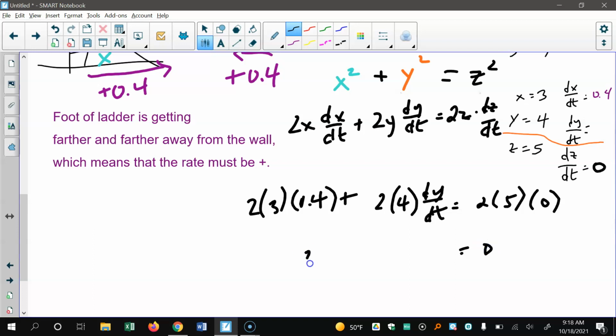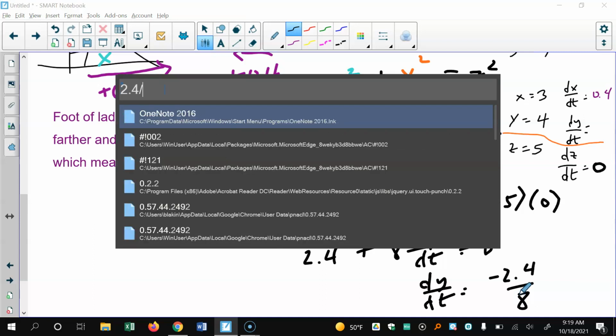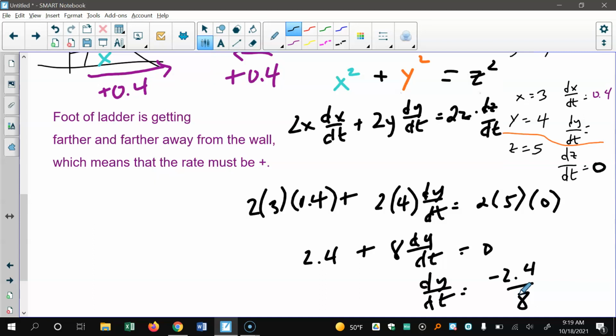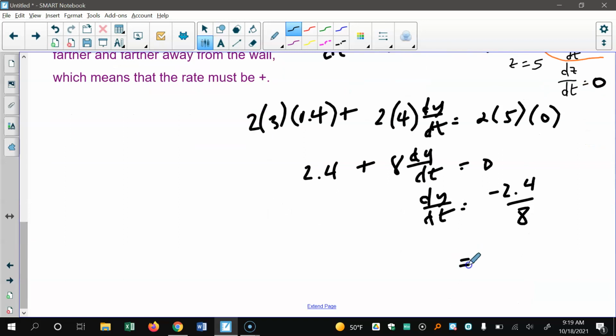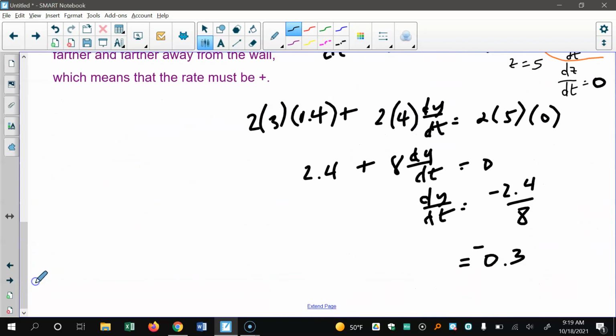It looks like I'm going to get 2.4 on the left if my math is correct. I have dy/dt on the right here. I'm going to move that 2.4 over to the other side, and I get negative 2.4 over 8, which is negative 0.3. I actually knew it was negative 0.3, but I just didn't want to say anything. And the units are meters per second. Please make sure you're putting your units every time.